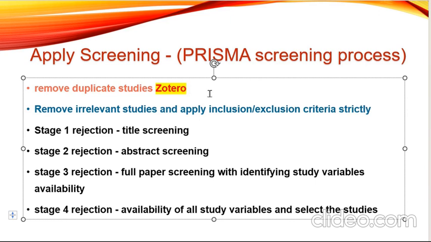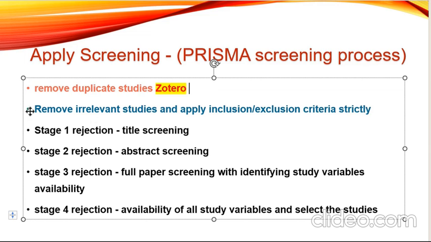Just click that and see the option on the right side. It will show merge two items. If you click that, it will remove the duplicate study. That way you should remove the duplicate studies, and you should note down how many studies have been removed and mention that.